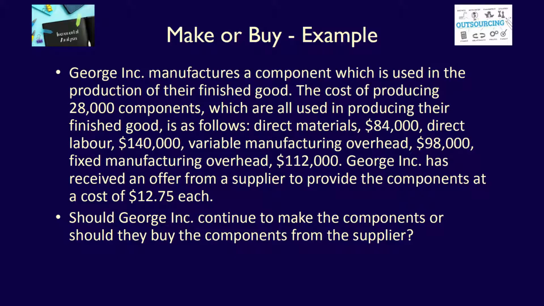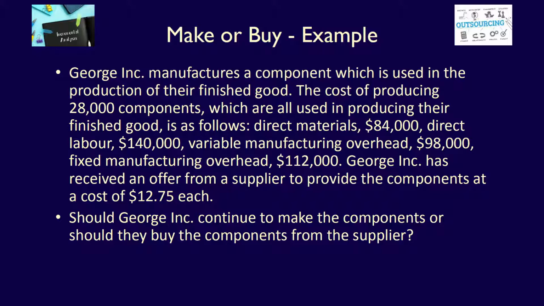George Inc. manufactures a component which is used in the production of their finished goods. The cost of producing 28,000 components, which are all used in producing their finished good, is as follows. Direct materials, $84,000. Direct labor, $140,000. Variable manufacturing overhead, $98,000. And fixed manufacturing overhead, $112,000.